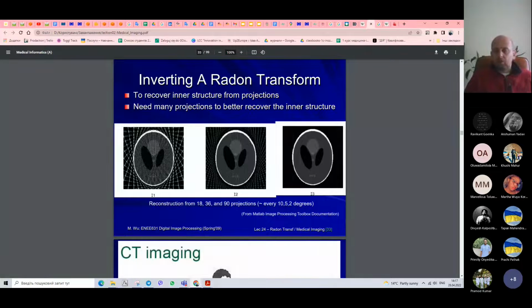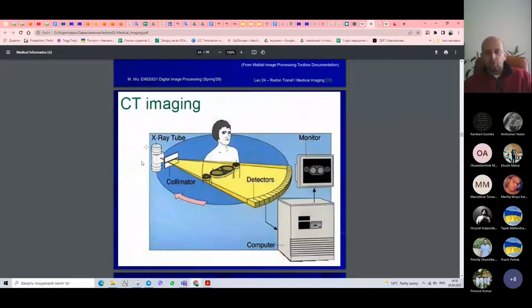Inverting a Radon transformation. To recover the inner structure from projections, many projections are needed to better recover the inner structure. And you can find different stages of the result of the Radon transformation and inverting. Computer tomography, as you understand, is a constant process where the detectors and X-ray source are rotated.